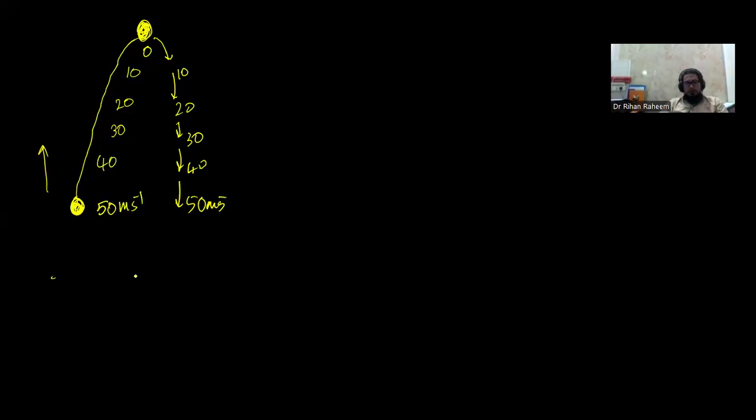And also remember, these are gravity related questions. When going up, gravity is acting downward, so it's a deceleration situation. When coming down, the object is coming down, gravity is also downwards, so it's an acceleration situation. Upward is deceleration, downward is acceleration.